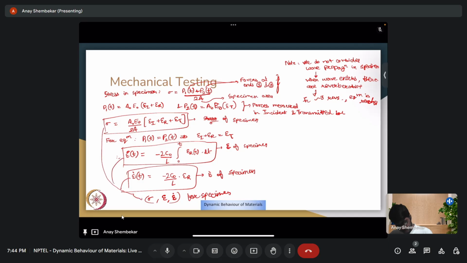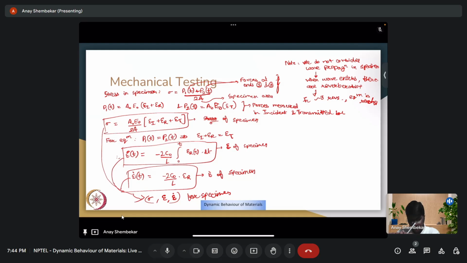So in these three equations, we know A naught, E naught, which is the area and modulus for the incident and the transmitted bar. We know C naught, which is the speed of sound in those bars. We know L, which is the initial length of the specimen. We know A, which is the capital A, which is the area of the specimen.